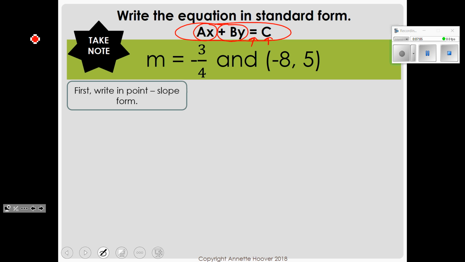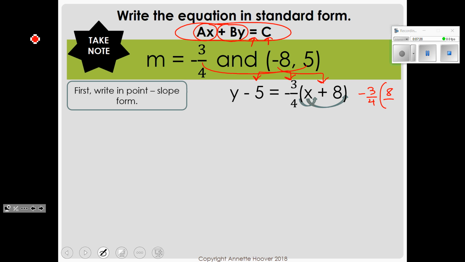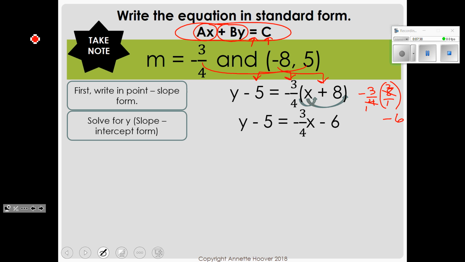So when we plug in those numbers to point slope form, we have y minus 5 equals a negative 3/4 x, and then we have plus 8. Same steps we've been practicing. We're now going to do the distributive property. Again, we're going to have a negative 3/4 times 8. If we put that 8 over 1, again, it cross cancels very nicely and gives us a negative 6. So we have y minus 5 equals negative 3/4 x minus 6.